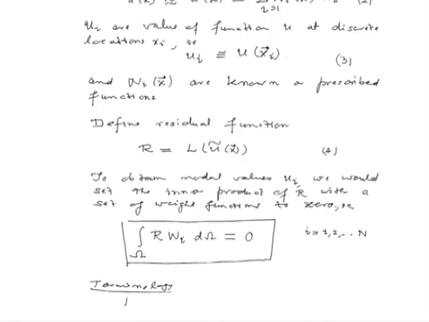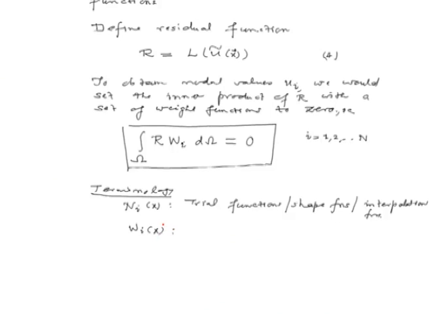The functions N_i(x), these we called the trial functions, shape functions or interpolation functions. So, these are three names, they are used interchangeably in computational mechanics.